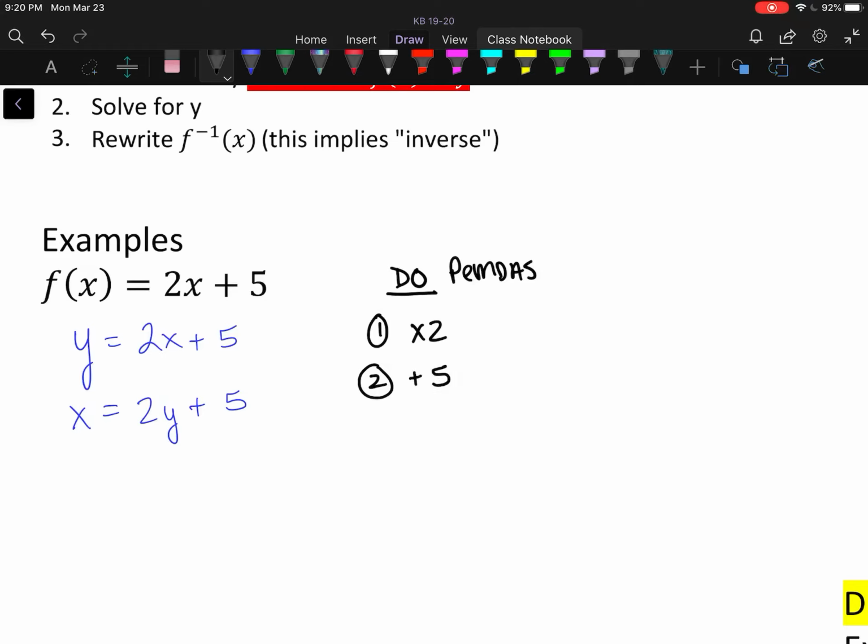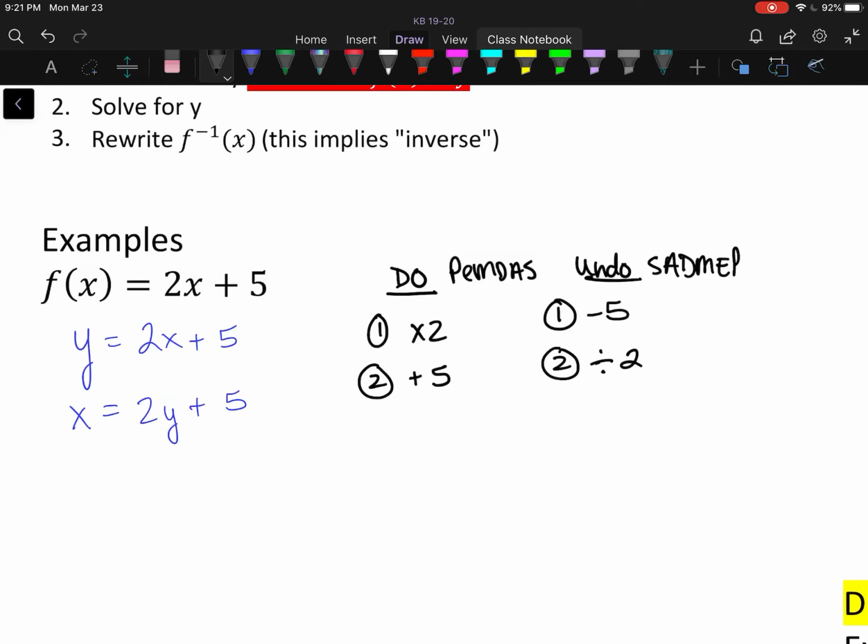So to undo, which would be our SADMEP, we would go in the reverse order. So the first thing we would do to undo is subtract 5, and then the next thing was we would do the opposite operation. That's where I got subtraction from addition. And so we had multiply by 2, so we would divide by 2.